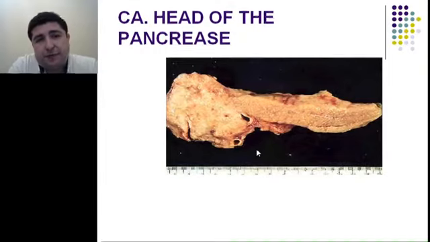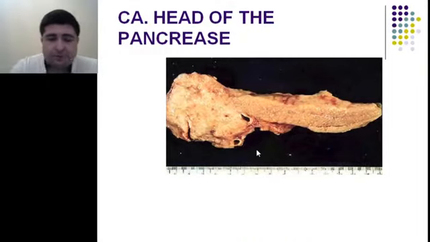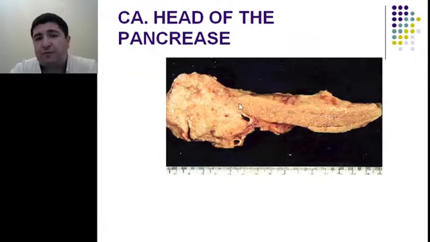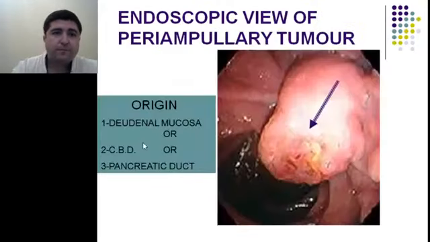On this picture you can see cancer of the head of the pancreas, removed. You remove the pancreas, and you see the head, body and tail of the pancreas, and you see abnormal size of the head of the pancreas. This is the head of the pancreas with a tumor process.